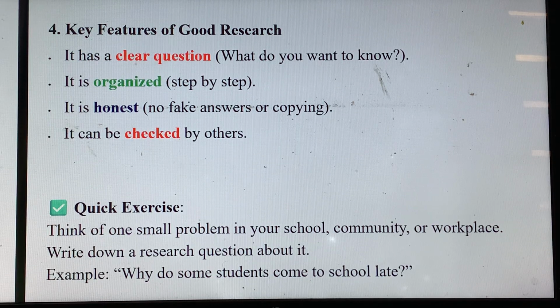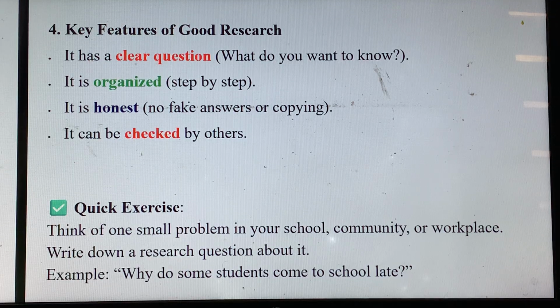This being checked by others means that after embarking on that particular research, another person can also embark on the same research, employing your methodology, everything that you used in that study, and hence arrive at the same conclusion.